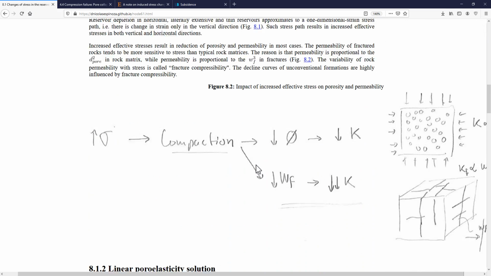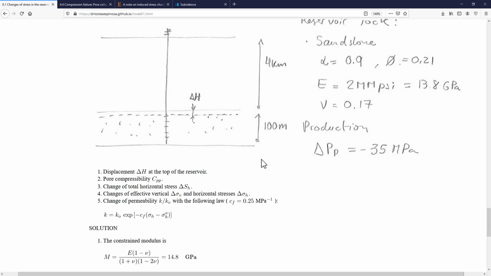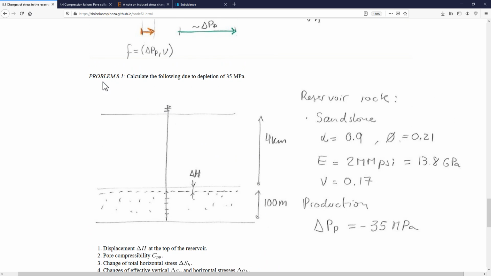Just to finish this lecture, I encourage you to check problem A1, in which you're going to have to calculate the deformation of the reservoir in a particular location with all the poroelastic parameters that characterize that formation, and the change of pore pressure at that particular location.